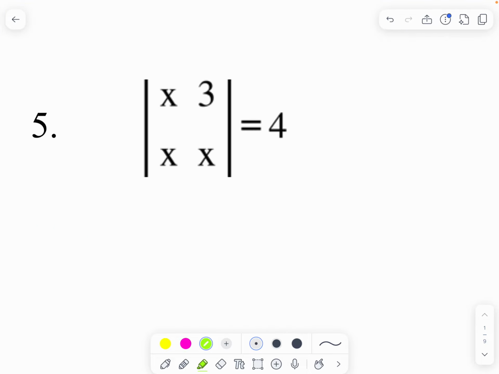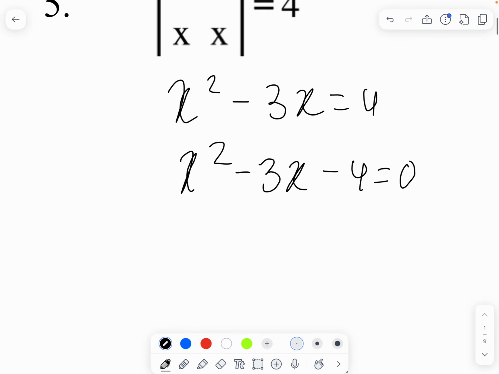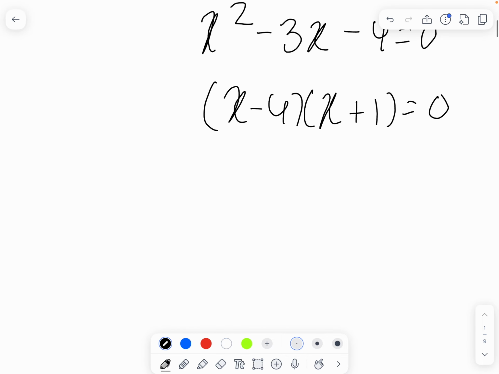Next question. So we have x squared minus 3x equals 4. x squared minus 3x minus 4 equals 0. And then this factors to (x minus 4)(x plus 1). So x equals 4, comma, negative 1.